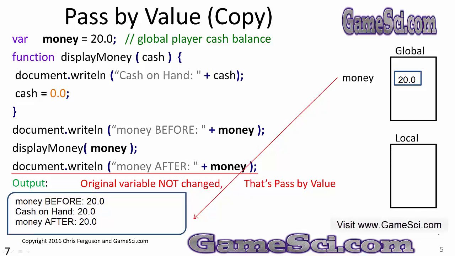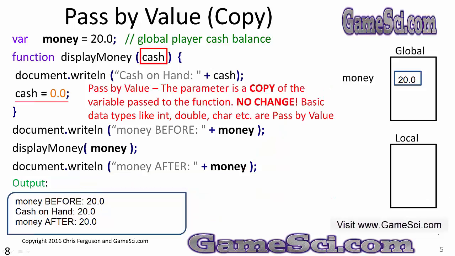That's what pass by value means. You can pass a global variable or any variable as a parameter to a function and not worry about the value changing. If the variable money contained 20 before the call to displayMoney, I guarantee it'll contain 20 after the call to displayMoney. That's pass by value. In pass by value, the parameter is a copy of the variable passed. No change can happen to the original variable. This cash equals 0.0 never touches the variable or the value money.